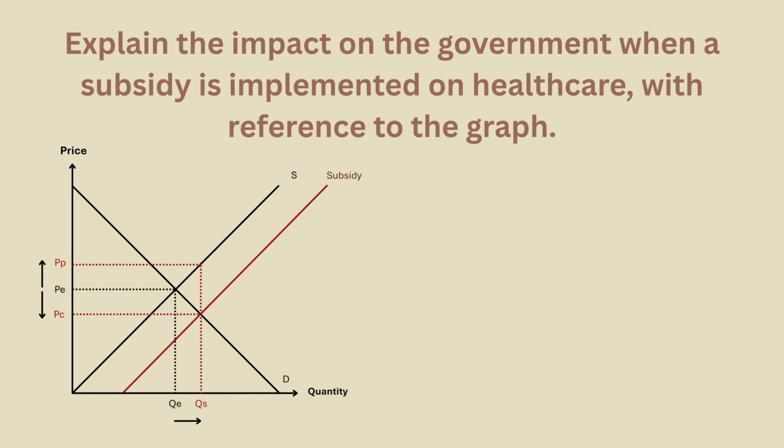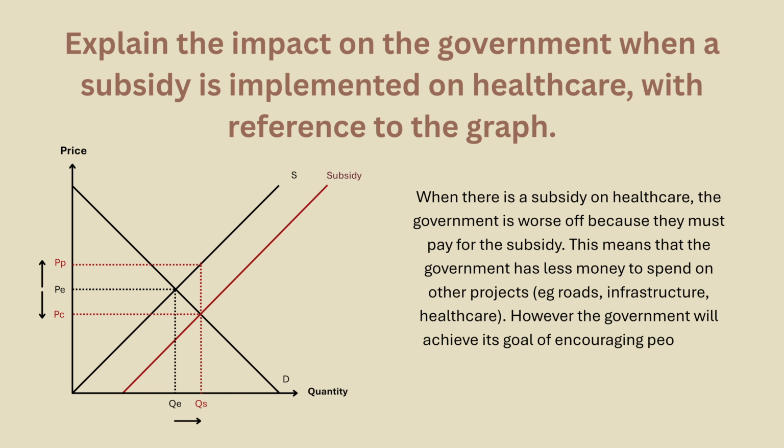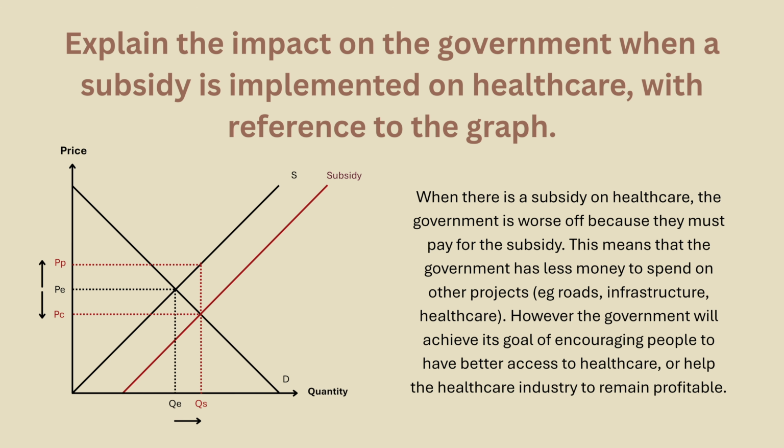Explain the impact on the government when a subsidy is implemented on healthcare with reference to the graph. When there is a subsidy on healthcare, the government is worse off because they must pay for the subsidy. This means that the government has less money to spend on other projects like roads or infrastructure or healthcare. However, the government will achieve its goal of encouraging people to have better access to healthcare or to help the healthcare industry to remain profitable. Basically, the government doesn't like paying a subsidy on healthcare because they have to pay a lot of money, but it does help their other goals of helping citizens to be more healthy.